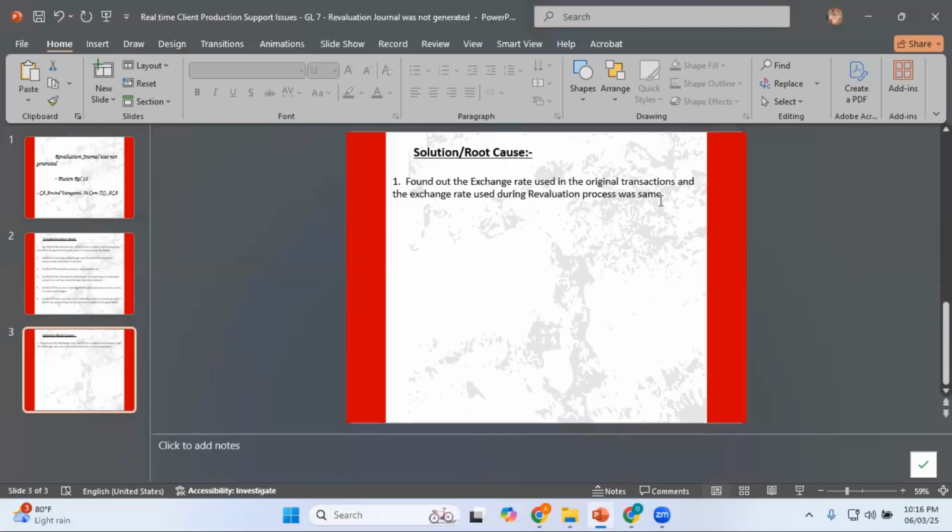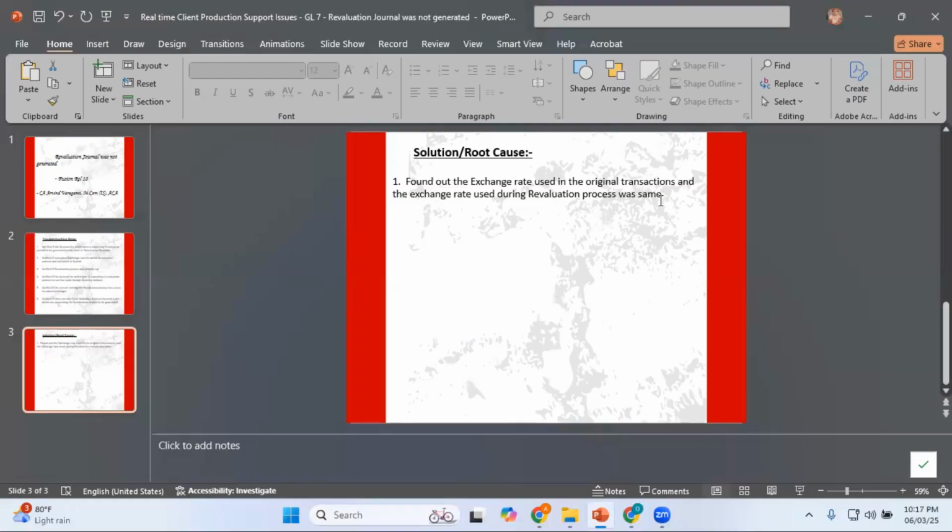And when I'm running my revaluation process with a revaluation date of 31st of May 2025, let's assume on 31st of May 2025 the exchange rate between AUD and USD is exactly the same. One AUD is equal to 0.8 USD. Then in that case, obviously there is no difference in the exchange rate between the original date on which the journal entry was posted versus the revaluation date, and hence the system did not pass any revaluation journal entry.